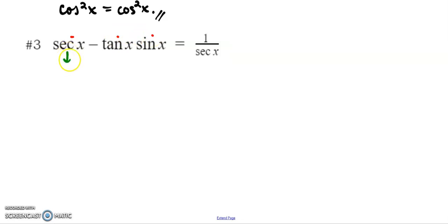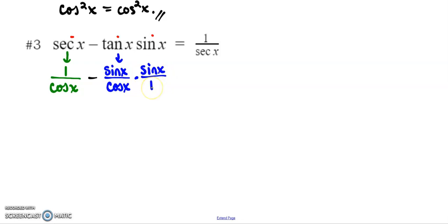So I'm going to change secant to 1 over cosine of x. And then I'm going to change tangent to sine of x over cosine of x. And then I'm going to keep the sine. Hopefully that's obvious because I want to keep everything in sine and cosine. And then this right here, I'm going to rewrite as one fraction. I'm going to multiply those together. So that's going to give me sine squared over cosine.